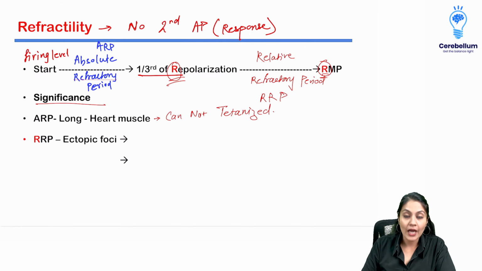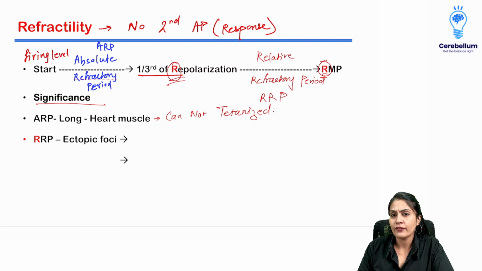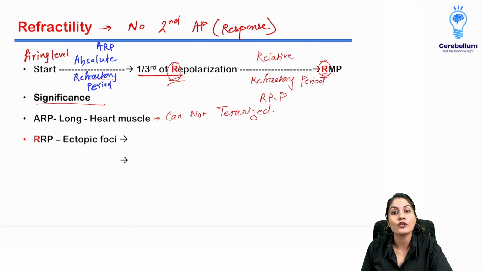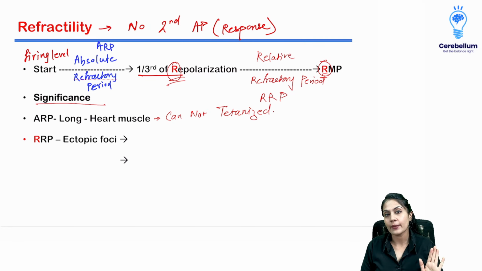Now talking about RRP. In the RRP, if you give a stronger stimulus, what will happen? Yes, the second action potential will take place. The second response will take place, right? That doesn't happen in the ARP. No matter how strong a stimulus you give in the ARP, there will be no second response.